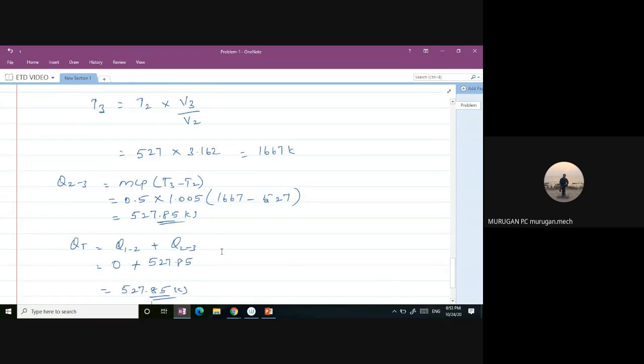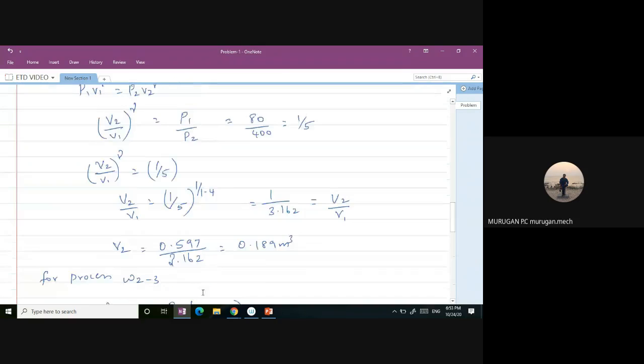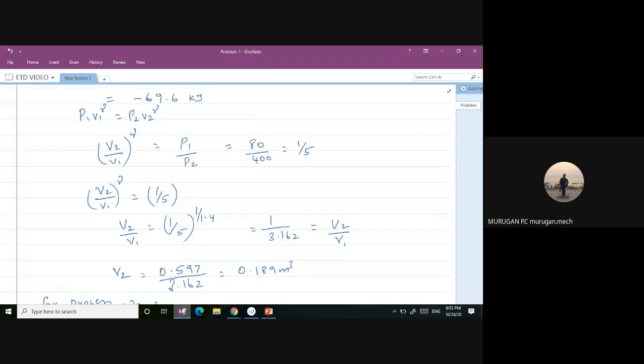This is the problem that we have seen in the closed system.